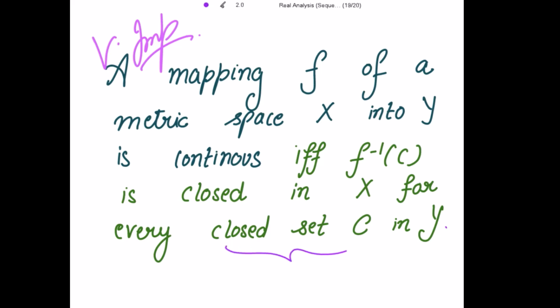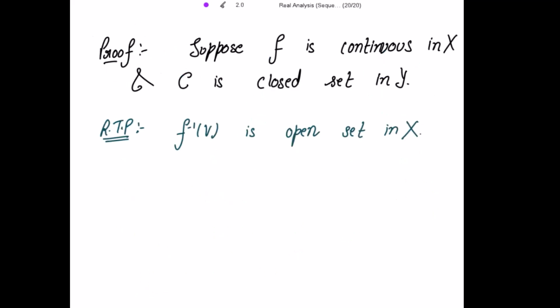If I take the complement of this closed set C, then it becomes an open set, and let me name this as V. So I can rewrite this statement as: a mapping F of a metric space X into Y is continuous if and only if F inverse V is open in X for every open set V in Y, right? And that open set is the complement of this closed set C. Is it fine? Okay? Alright.